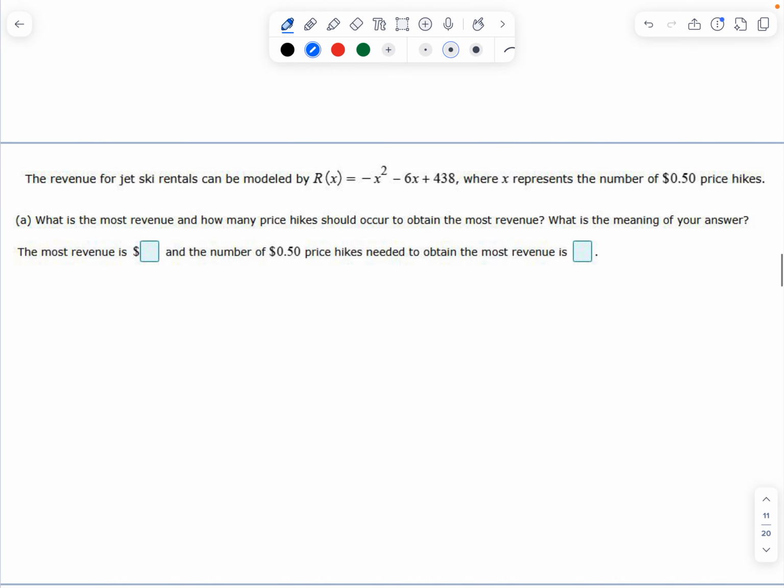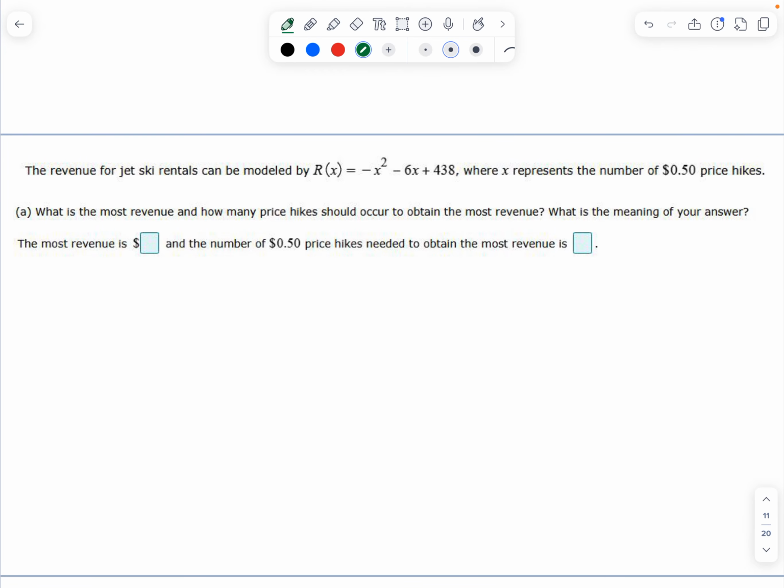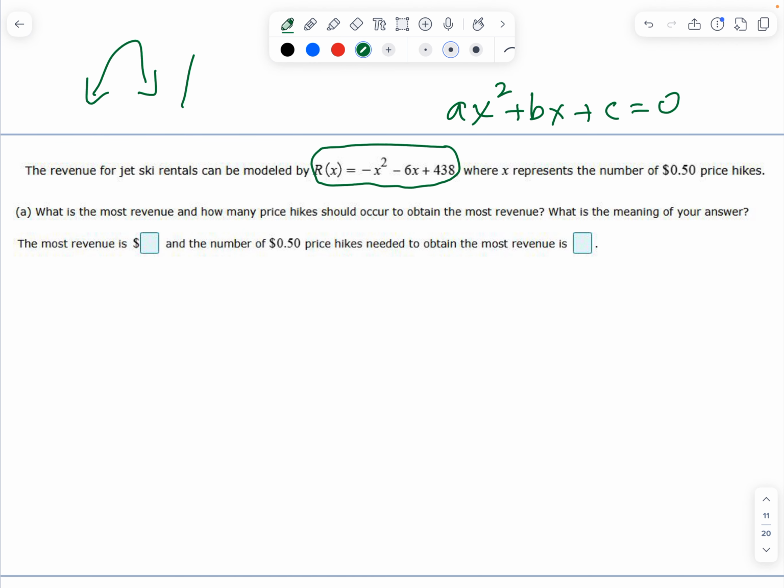Week 13, and we are going to look at a quadratic equation. So I'm seeing this here. A quadratic equation looks like ax squared plus bx plus c equals 0. It usually makes a shape like a parabola, either facing down like that or facing up like that.